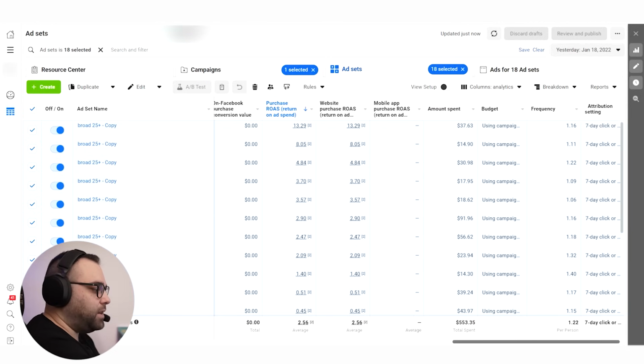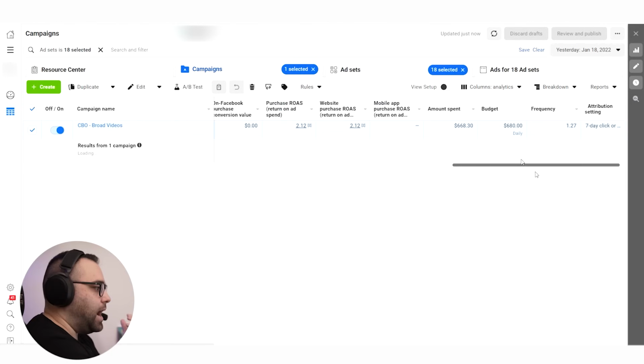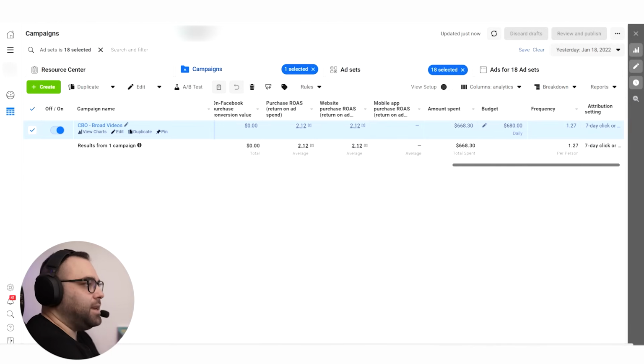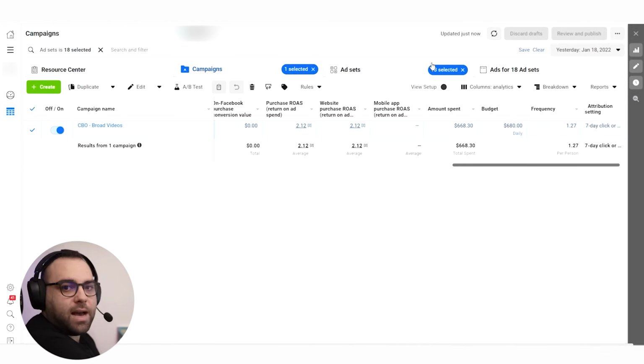So yesterday they spent 453, okay? Our budget here is 680. That means that $130 more is going to be distributed among those 18 assets that we have chosen to keep. And this might cause our assets to start spending more when they don't want to, okay, because they cannot find more people, and disturbing the balance of the campaign.